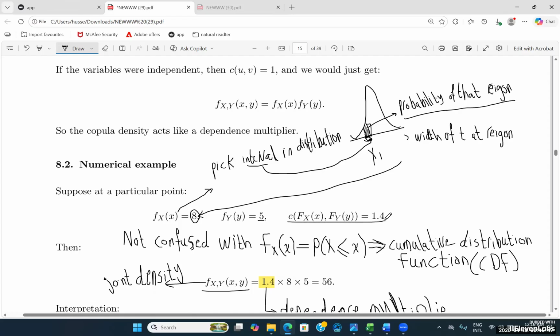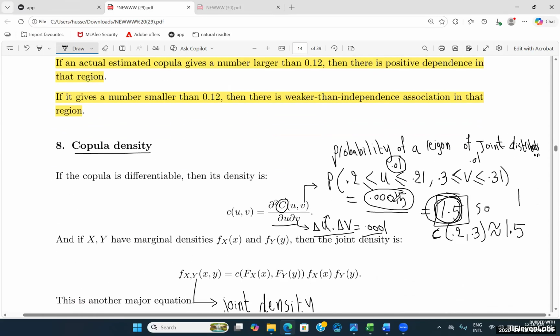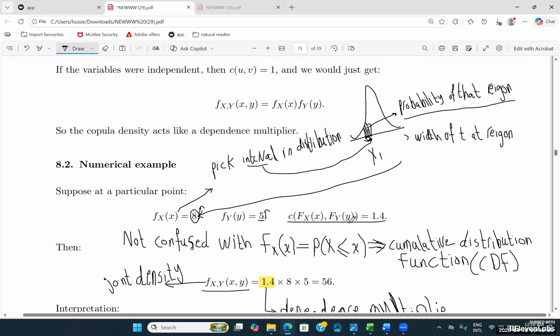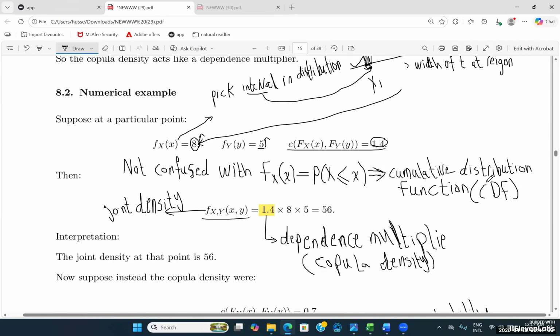The copula dependence is essentially the same idea, but you're simultaneously moving both variables at the same time, just as we did in this particular example. And here we also have a significant value of 1.4. So if you have these numbers, you can then multiply them together, and that will give you the joint density.